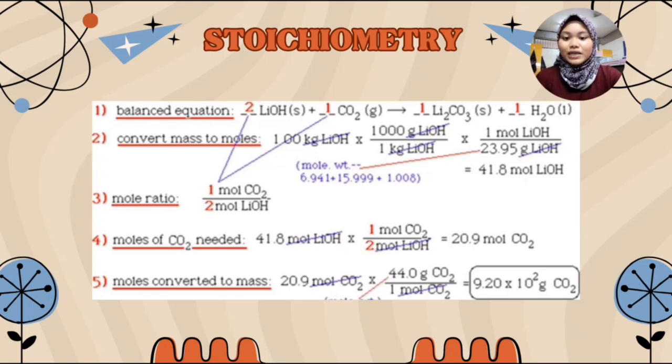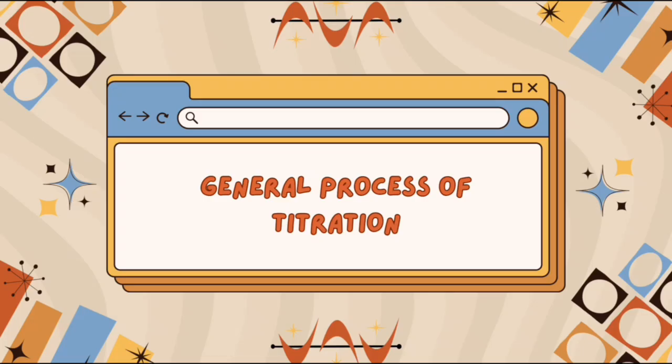The last step is to convert from moles to mass. Finally, we will convert the moles of carbon dioxide to mass using its molar mass, and the final answer will be 920 grams of carbon dioxide. This stoichiometric calculation allows us to determine that 1 kilogram of lithium hydroxide will require 920 grams of carbon dioxide to fully react, producing lithium carbonate and water.